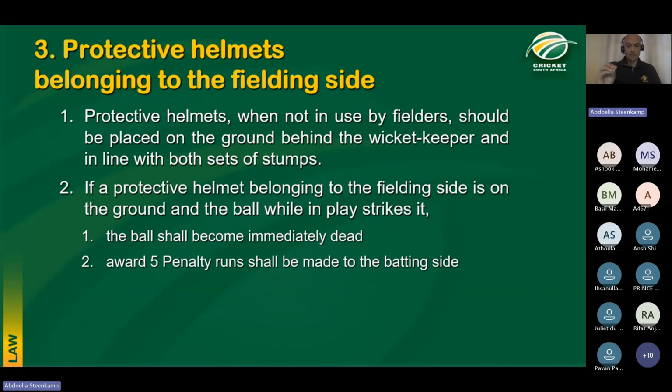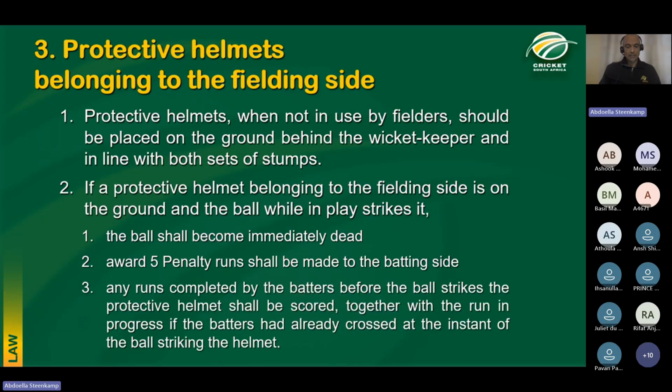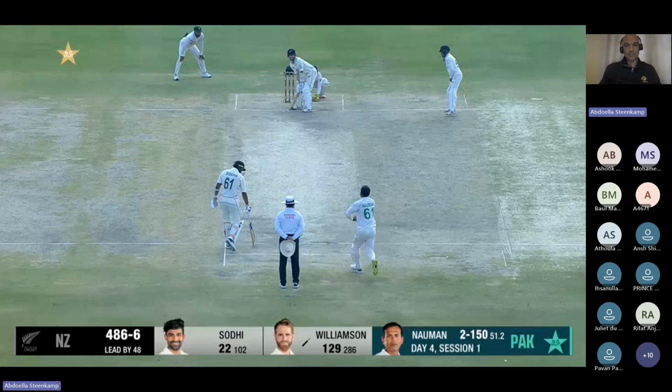5 penalty runs to the batting side as soon as the ball hit the helmet. Also, any runs completed by the batters before the ball struck the helmet, and if they've crossed with the run they're busy with at the instant of the ball striking the helmet, those runs also count. Let's have a look at a video. It's an incident that happened in a test match between New Zealand and Pakistan. And we'll see it now, just listen to it, where the ball struck the helmet.